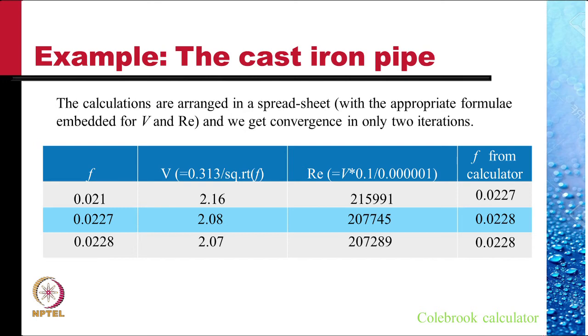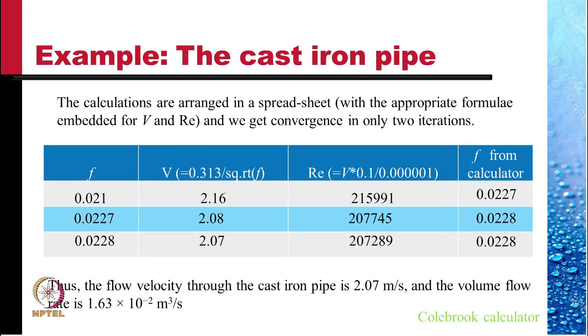Thus, the value of f has converged and we get the flow velocity 2.07 as an estimate of the flow velocity through the cast iron pipe. The volume flow rate corresponding to this velocity is obtained by multiplying this velocity with the cross-sectional area of the pipe, and we get 1.63 into 10 to the minus 2 meter cube per second.